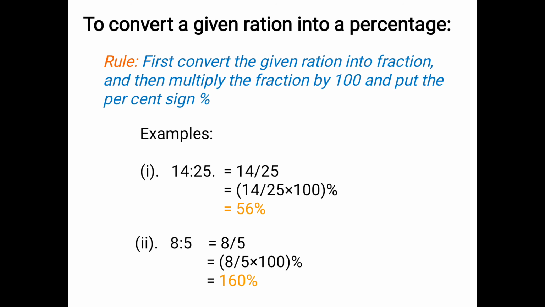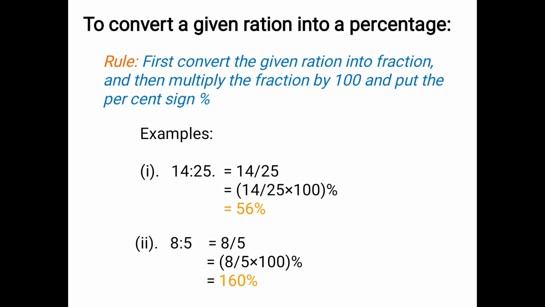If you are able to simplify here, we can simplify. If it is not possible, we can directly do the answer. So 25 into 1 is 25 and 25 into 4 is 100. So 14 fours are 56 percentage.